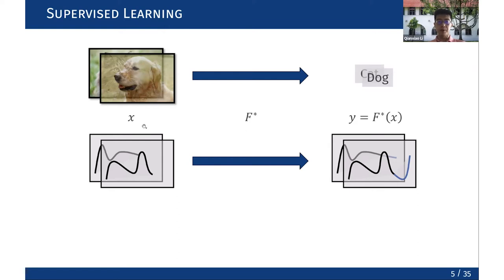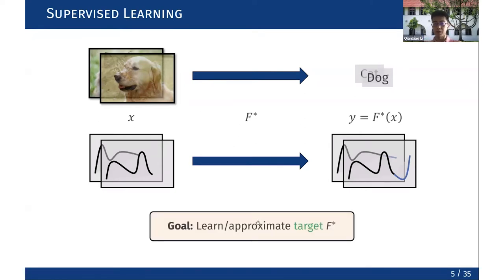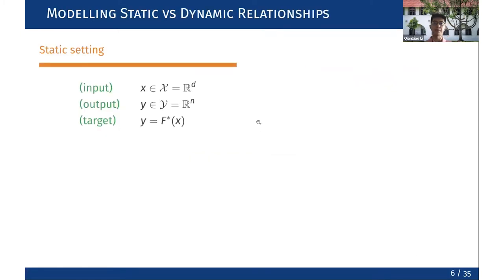Okay, and the premise is that we have some pairs of this data, and we assume that there's some relationship underlying it that maps the inputs to the outputs. And our goal is to learn or approximate this target function or functional F star, or operator in general. Okay, so what's different in the dynamic setting, or when you talk about sequences, is the following. In the static setting, you can think of X for each sample as just a vector. It could be the flattened pixels of the image, so it's a finite dimensional vector. And the output is also a vector. This could be vectors of class probabilities, for example. And the target is just an ordinary function that maps a vector space to another vector space, a Euclidean space.